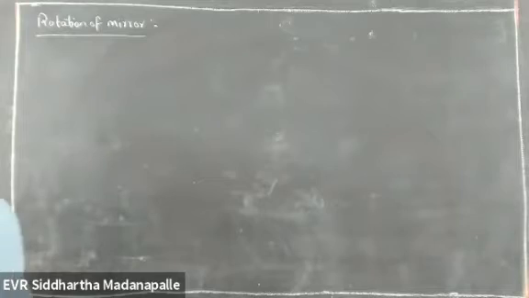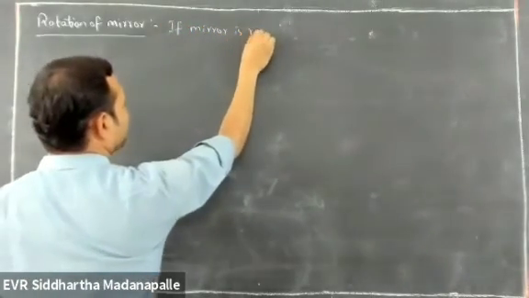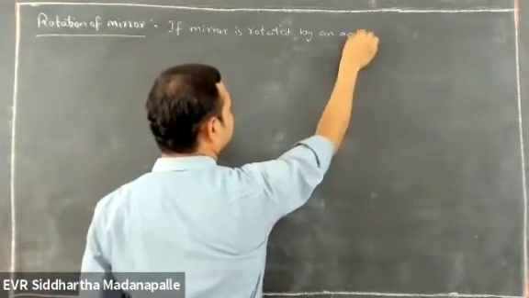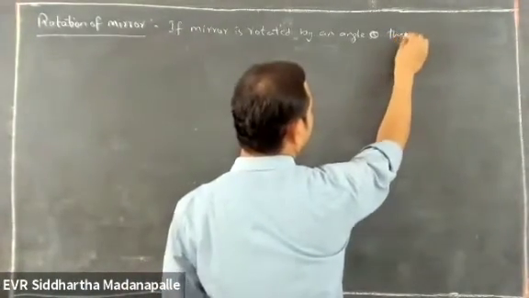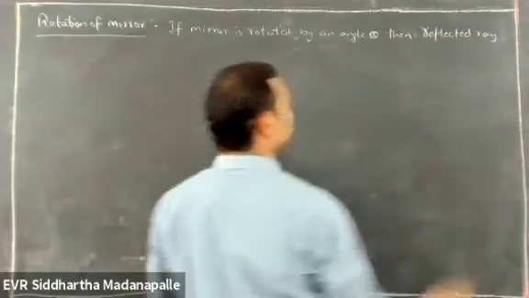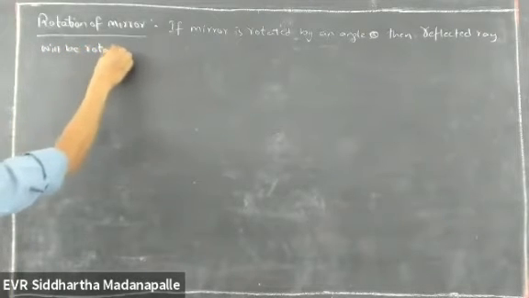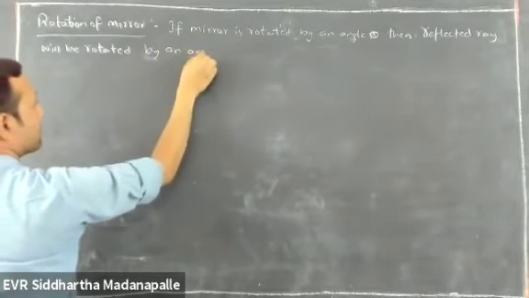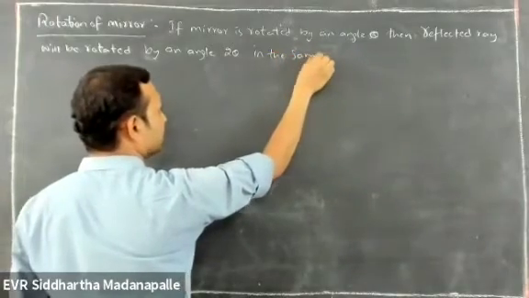Rotation of mirror concept. If the mirror is rotated by an angle theta, then the reflected ray will be rotated by an angle 2 theta in the same sense.